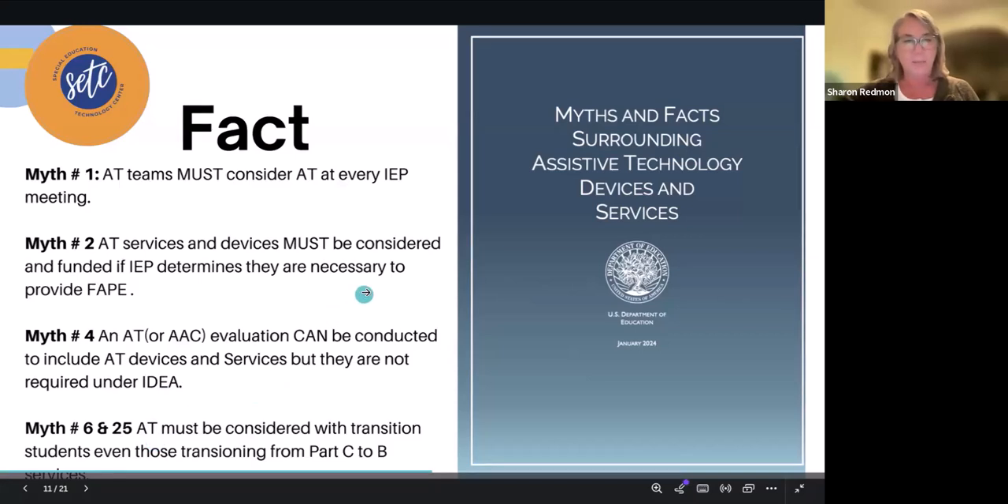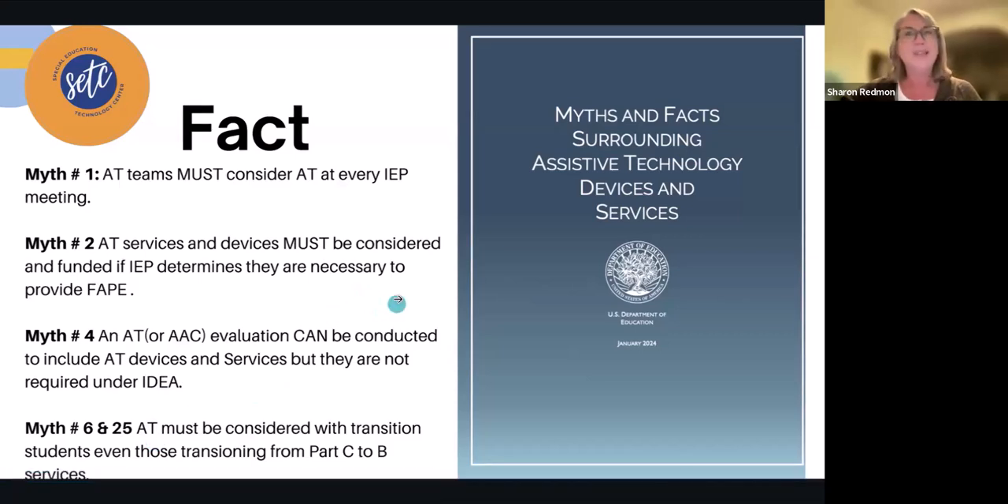And let's see here, AT must be considered with transition, yes. And this has been one that I find interesting that, for quite a long time, we really didn't see a lot of assistive technology. We really didn't see a lot of AAC in the birth to 3 programs. And now we are understanding and knowing better about starting AAC as early as possible. There are no prerequisites to using AAC. The only prerequisite is breathing. These devices and services and tools are being used earlier and earlier, which is so great.